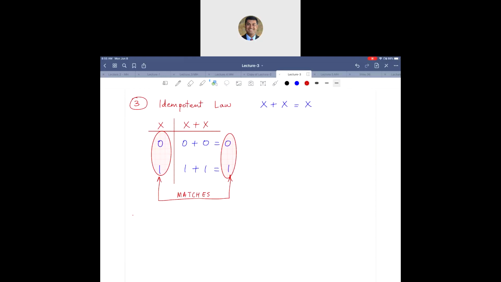3D, which is the idempotent law, but the dual of that. So X and X is X. I will leave the proof of this to you. I don't think that you guys need to do this again, but you can also prove this using perfect induction again. Similar proof to 3, right? Just form a table, plug in the values of 0 and 1 for X, evaluate both the left and the right-hand side, and try to match them up. If they match for all the possibilities, then it is proved.